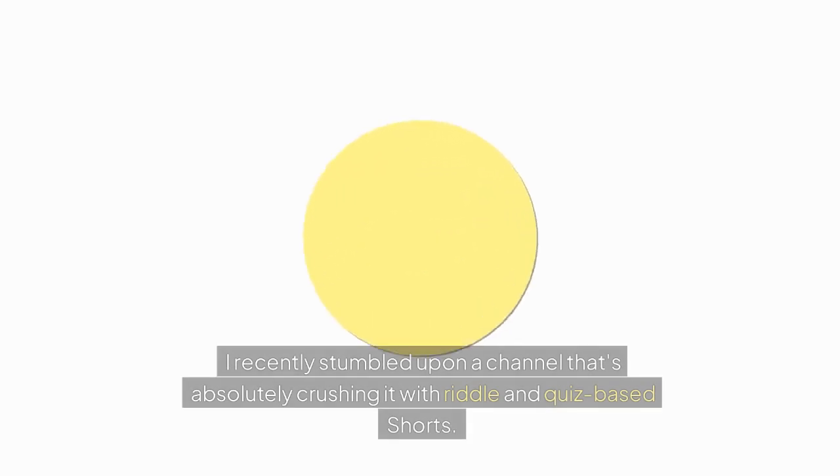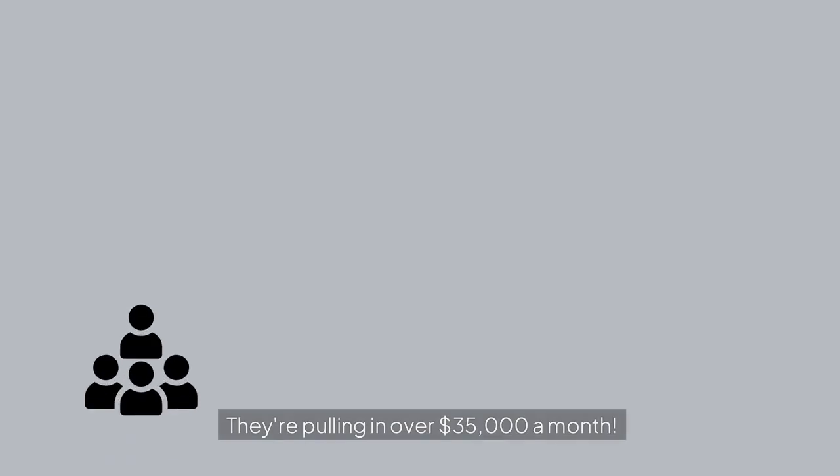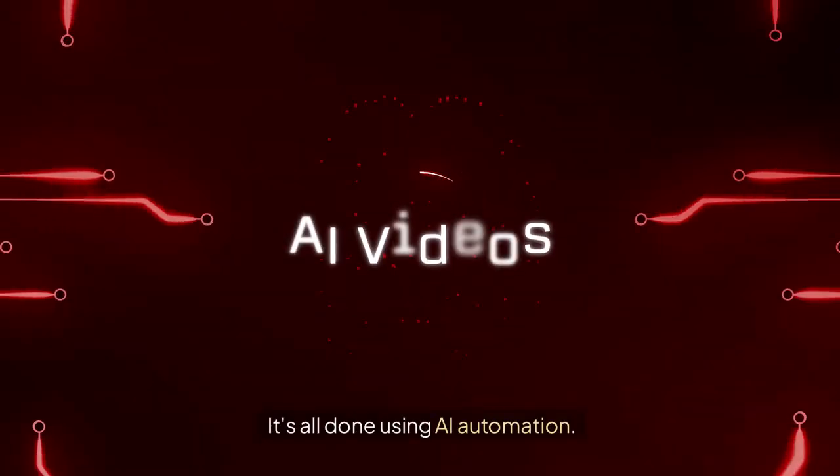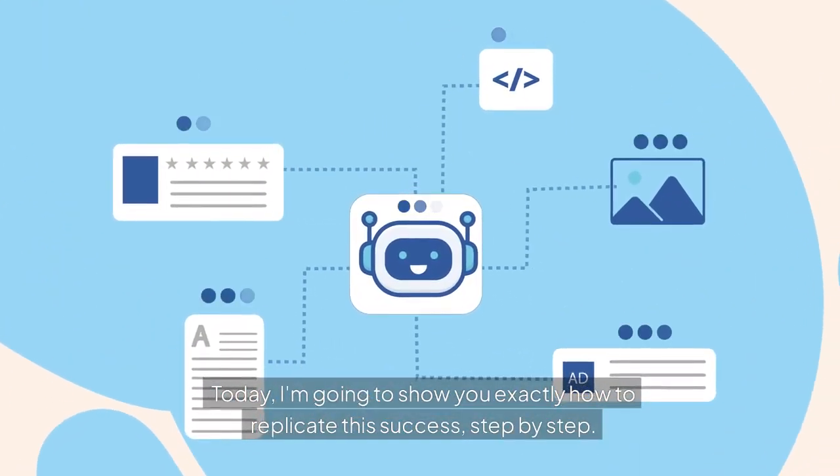I recently stumbled upon a channel that's absolutely crushing it with riddle and quiz-based shorts. They're pulling in over $35,000 a month! And the best part? It's all done using AI automation. Today, I'm going to show you exactly how to replicate this success, step by step.